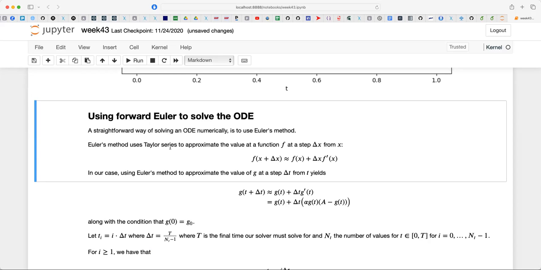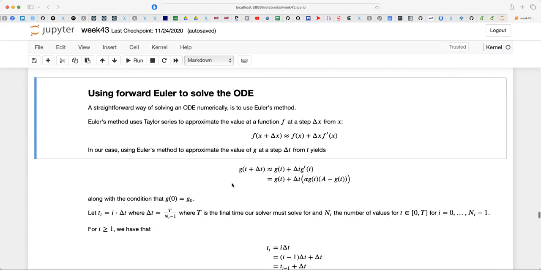It's too simple. It has an error which goes like delta x, but this is a very popular method which is easy to implement. So let's just compare the same type of differential equations where we have both analytical solutions and where we can set up Euler's method as we discussed on the whiteboard. It's exactly the same type of equations.